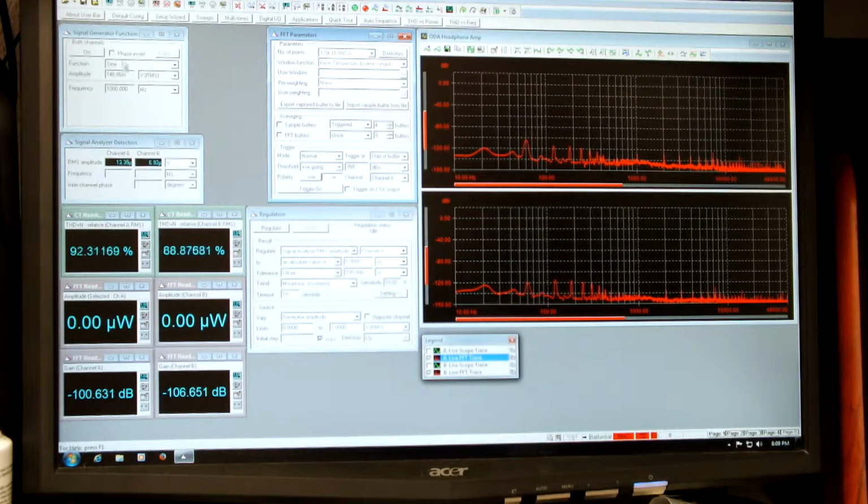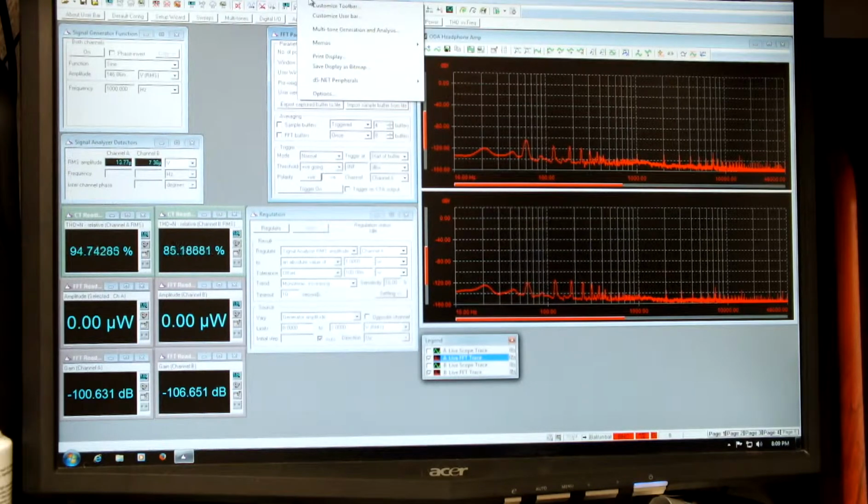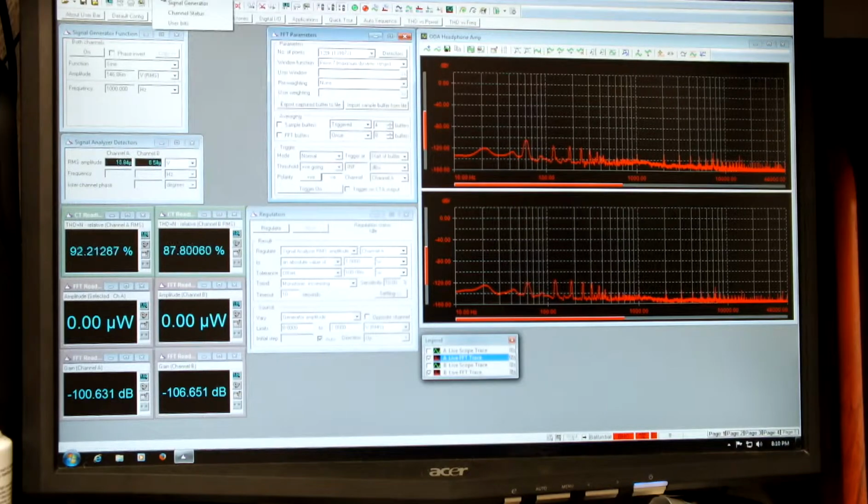So I'm going to go up here and let's see here, window, where is it, automation, help, where is it? I can't remember. Options? No, I don't know. Anyway, there's a way to turn on a slider for the generator function.